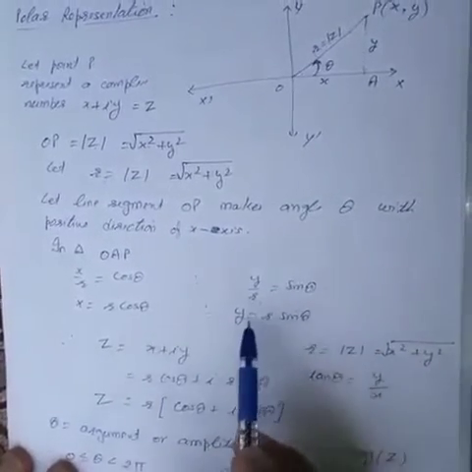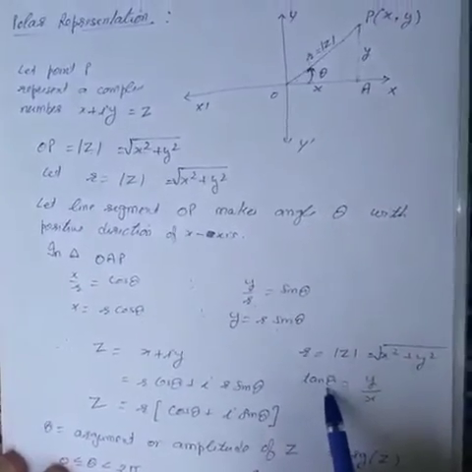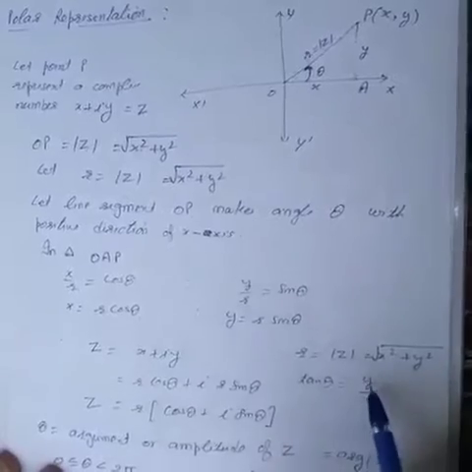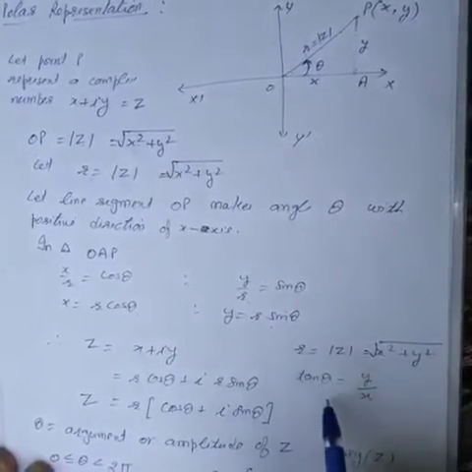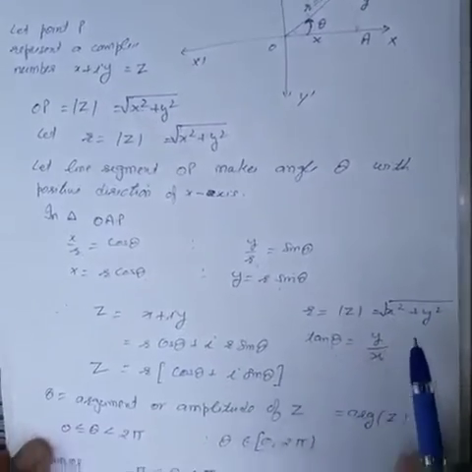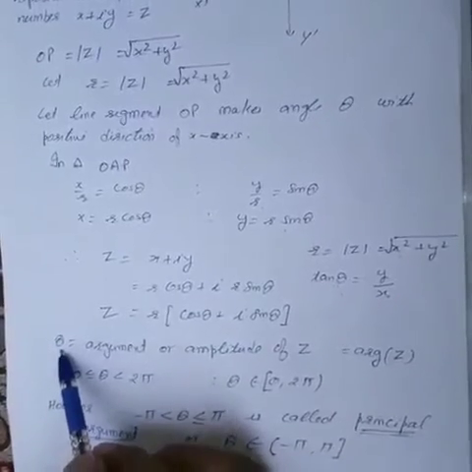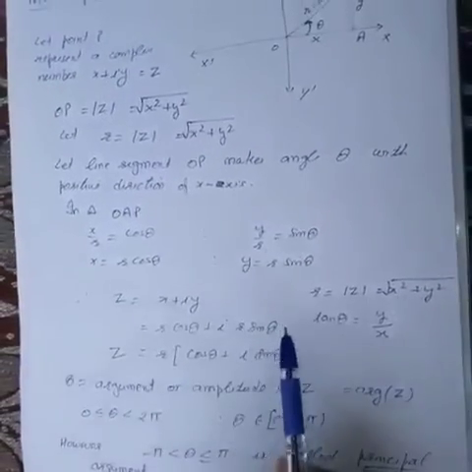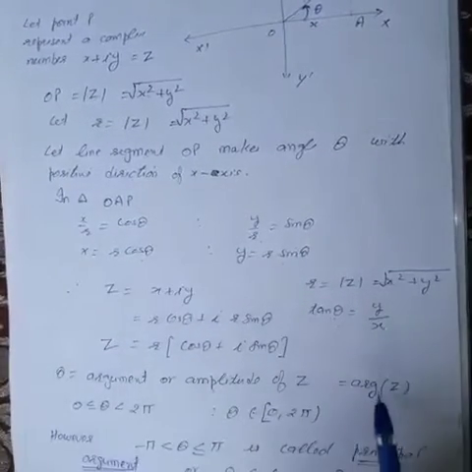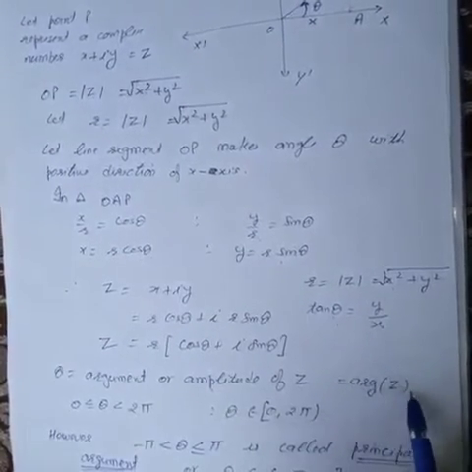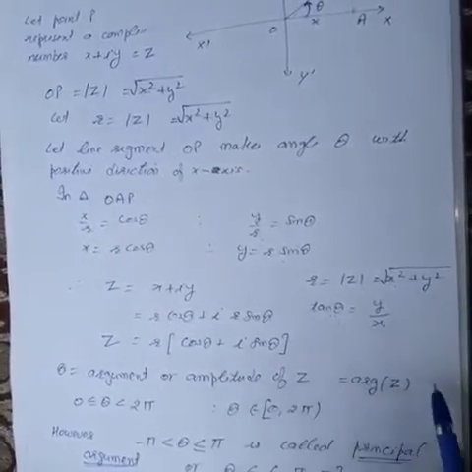To find theta, you divide this equation by this. It means tan theta can be obtained, and tan theta will be y upon x. By putting the values of y and x and solving this equation, we can find the values of theta. So I hope it is clear to you. Now this theta is called the argument of z. It is also called the amplitude of z. In short, we can write arg(z), which means argument of z.